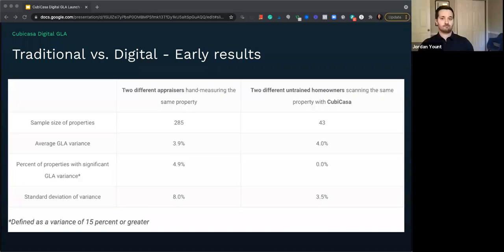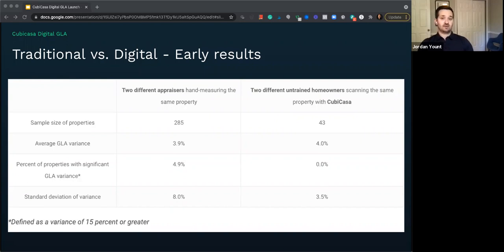Yep, thanks, Mark. These are some results from an early study done by Clear Capital, who was our first customer in this space. They helped us learn the GLA piece along with all the other clients that we've picked up along the way. But I thought this was really interesting and certainly worth sharing. If you were to take two appraisers and have them hand measure the same property, and then take two completely untrained homeowners and scan the property with CubiCasa, the results almost speak for themselves.